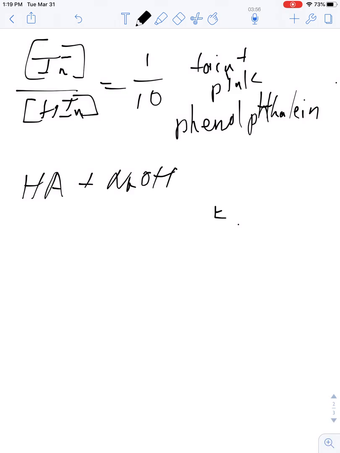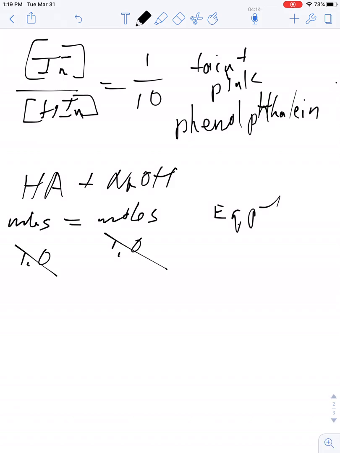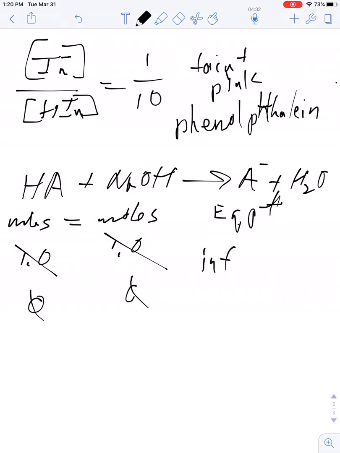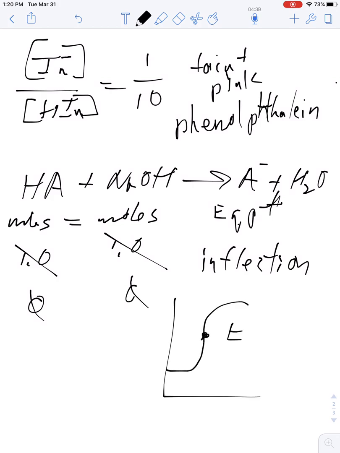The equivalence point is when the moles of acid and the moles of base are equal. So at that point, let's say if I had 1 mole of this and 1 mole of this, all of this will react, all of this will react, and I won't have any of this left anymore, and all I'll have is the A minus and water. The equivalence point is where the inflection occurs in your graph. So at that inflection point, that's the equivalence point. We want our indicator to change color right around there.